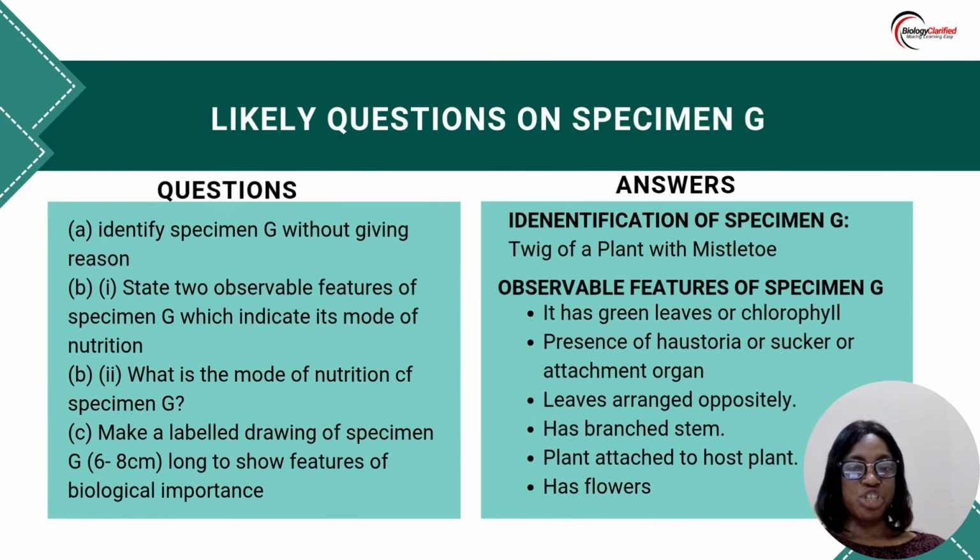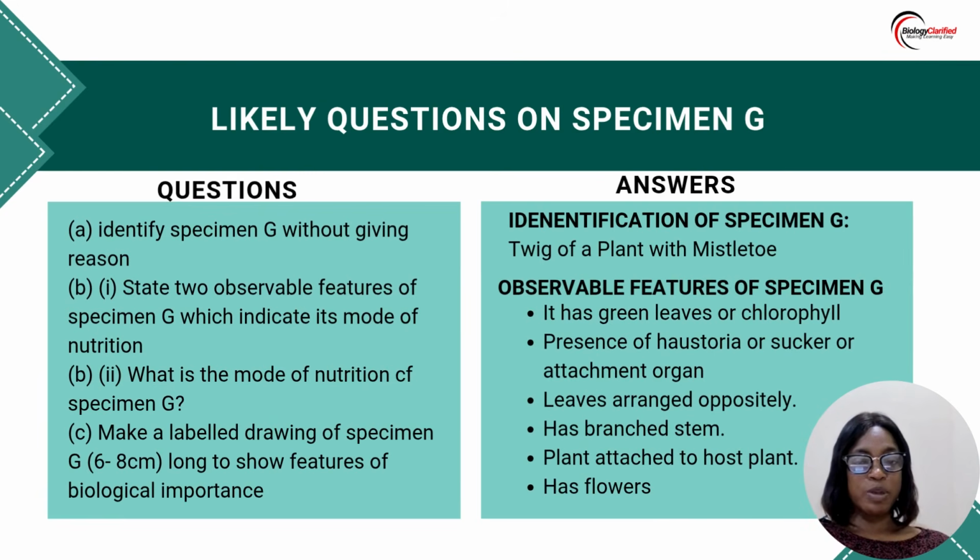So we have likely questions on specimen G. Identify specimen G without giving reason. State two observable features of specimen G which indicate its mode of nutrition. What is the mode of nutrition of specimen G? Make a labelled drawing of specimen G, 6 to 8 centimeters long, to show features of biological importance. I just came up with that size; it could be 8 to 10 centimeters depending on what WAEC gives you. So these are the possible answers.